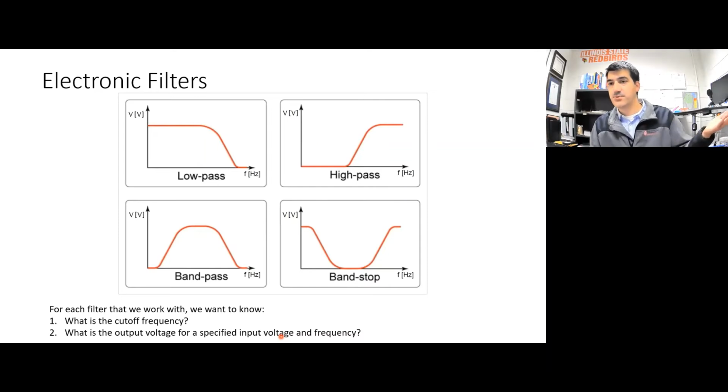Let's say the input signal was 20 volts and it had a lot of different frequencies combined to form the input signal. For the portion of the signal that was 100 hertz, or right around 100 hertz, what's going to be the output voltage of just that portion of the signal? All right, we'll talk more about that in a little bit.